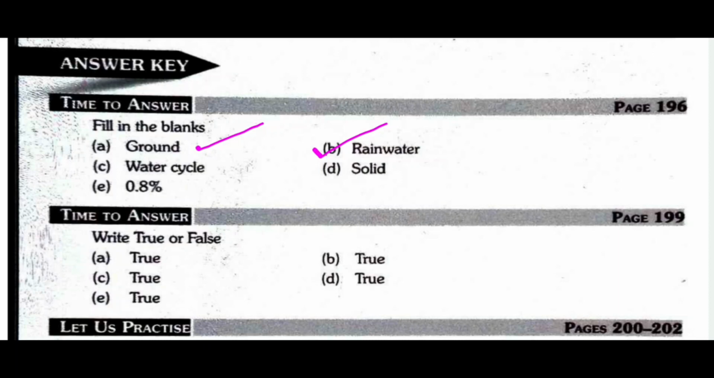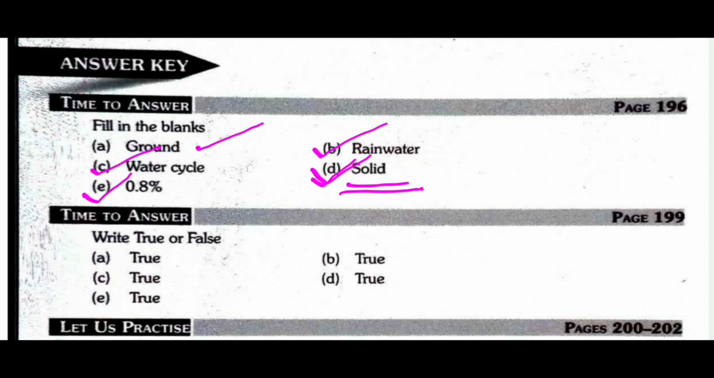Then question number C: the continuous circulation of water from the earth to atmosphere and back to earth is called what? Water cycle. Next question number D: snow and frost are dash forms of water. Solid forms of water. Only dash percent of fresh water is available in rivers, lakes and groundwater that is fit for human consumption. Only 0.8%. So remember, don't waste your water through taps or any other thing.